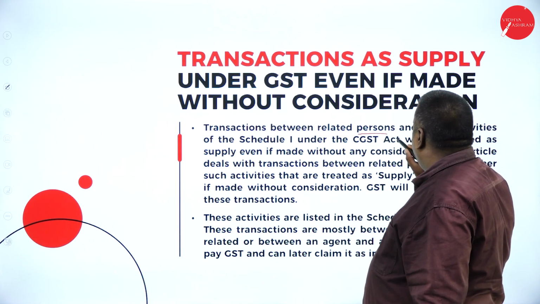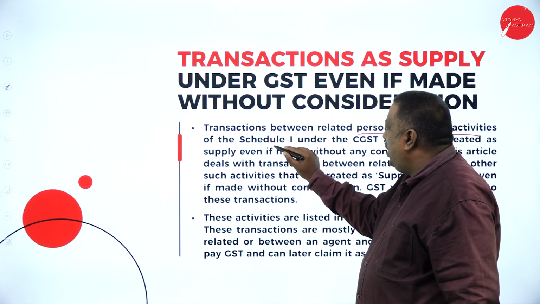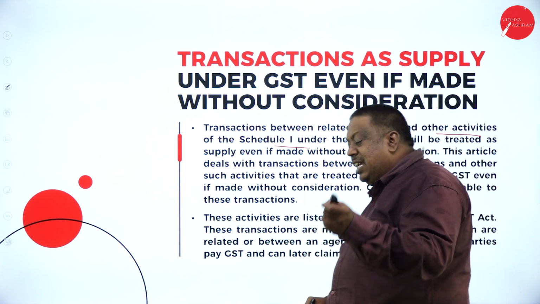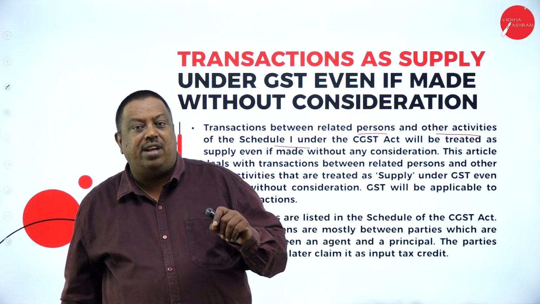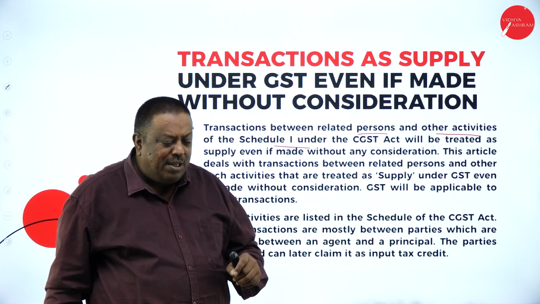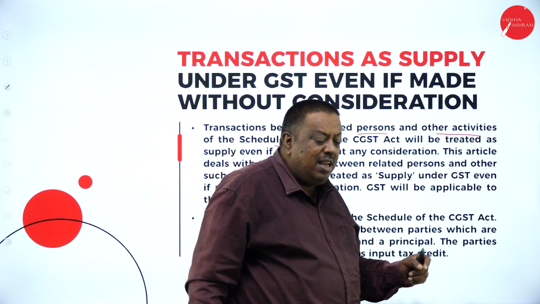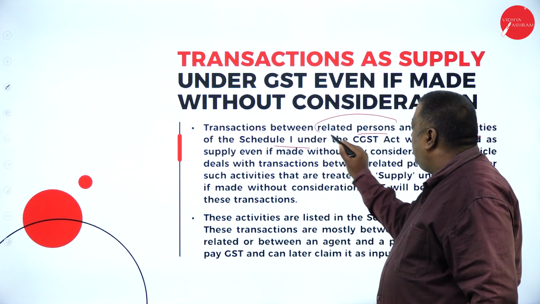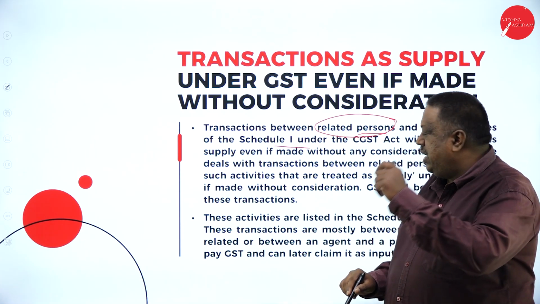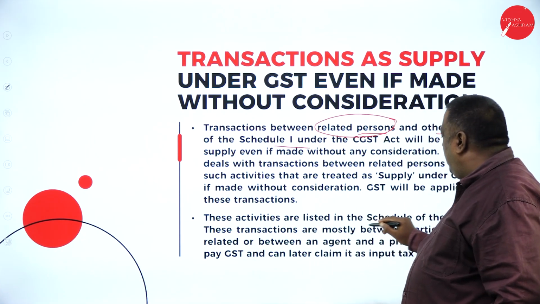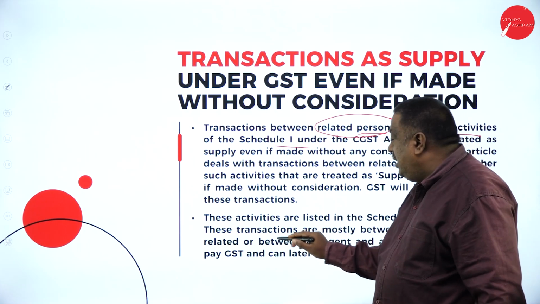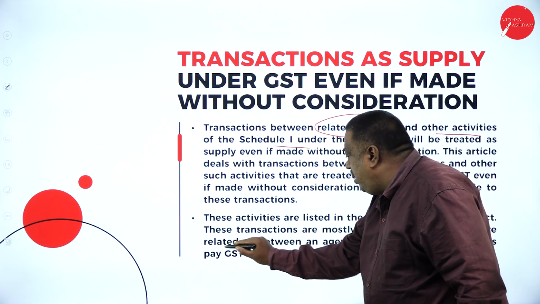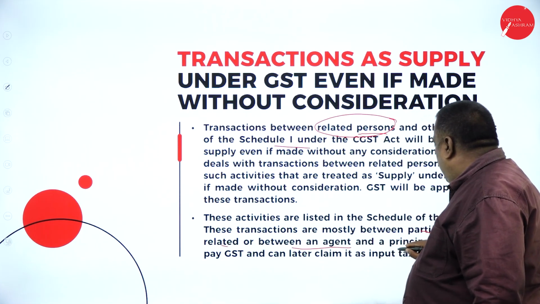Transactions between related persons and other activities of Schedule 1 under the CGST Act will be treated as supply even if made without consideration. In some cases, even if we have not received consideration, but the goods and services are supplied to related persons, then it attracts GST. These activities are listed in the schedule of the CGST Act. These transactions are mostly between related parties or between an agent and a principal.